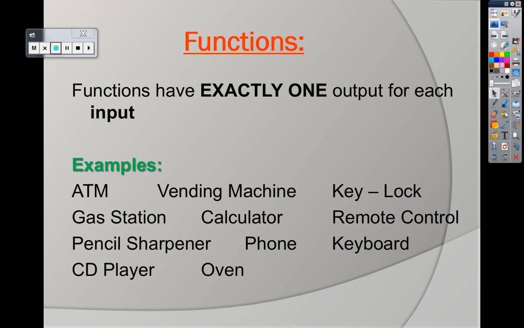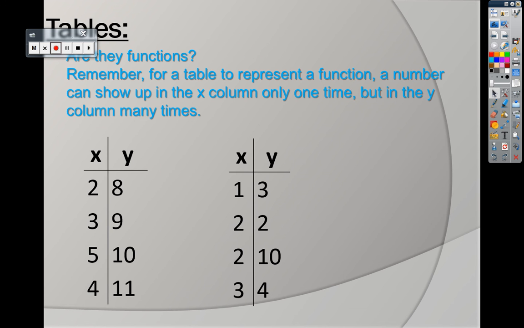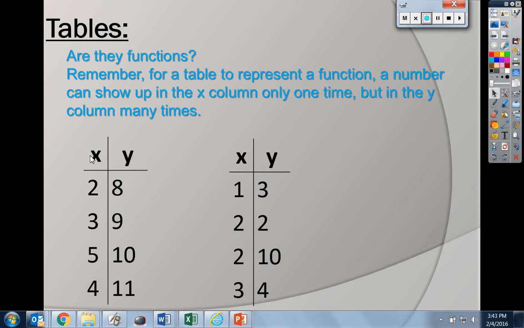They can be represented as a table. So the question is, are these functions? In order for it to be a function, the one input, our x value, must have one specific output, our y value. So 2 gives you 8, 3 gives you 9, 5 gives you 10, and 4 gives you 11. This is a function because each input is different and each output is different.